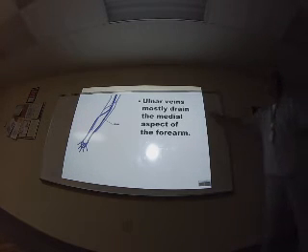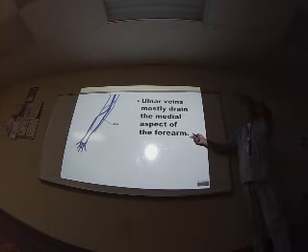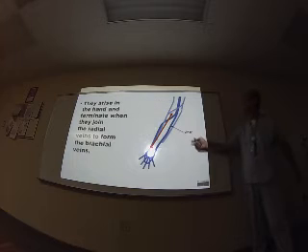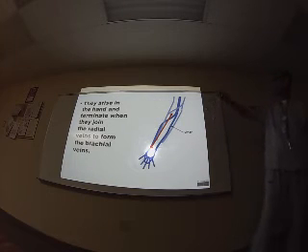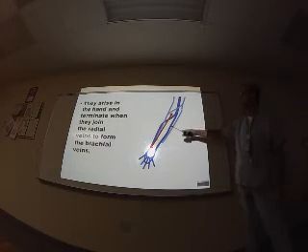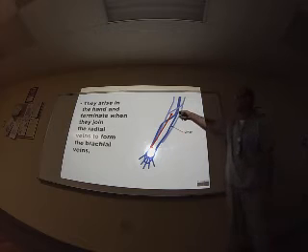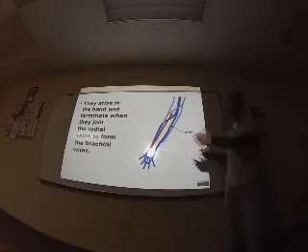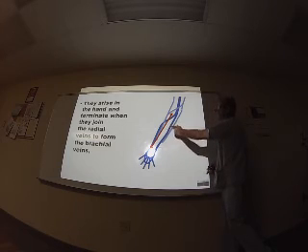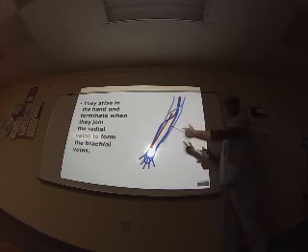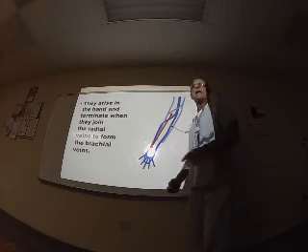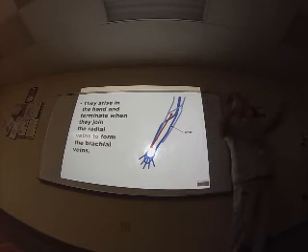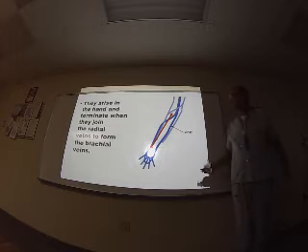The ulnar veins mostly drain the medial aspect of the forearm, exactly like the artery. They arise in the hand and terminate when they join the radial vein to form the brachial vein. Exactly the same thing happens inferiorly. The ulnar vein and the radial vein come together and form the brachial vein. There are always two brachial veins that go together.